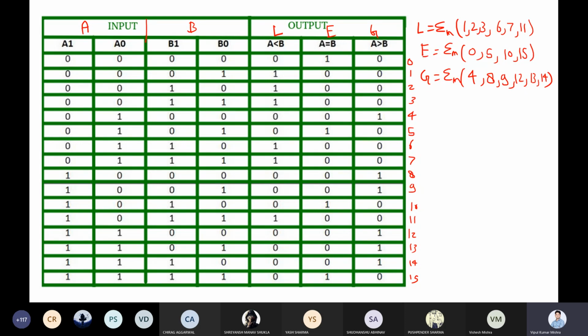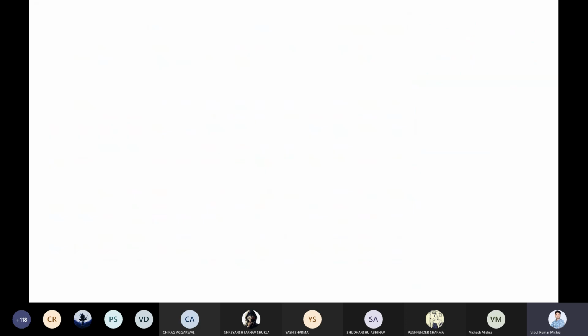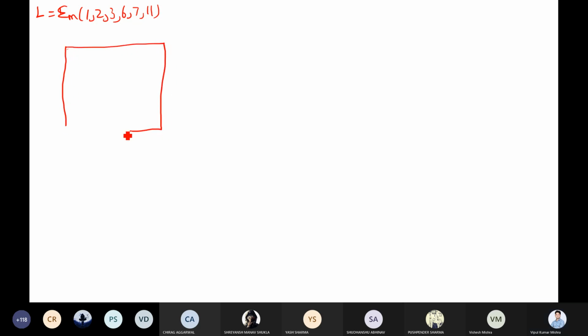Now from these min-term equations, can we draw the circuit? Means, can we derive the equations first of all? Then we'll look into the circuit part. Can we draw the equation? 1, 2, 3, 6, 7, 11. So let's try to draw the equation. Let me say L equals summation m of 1, 2, 3, 6, 7, 11. Just try to complete it at your end. Make this K-map and find out the equation.